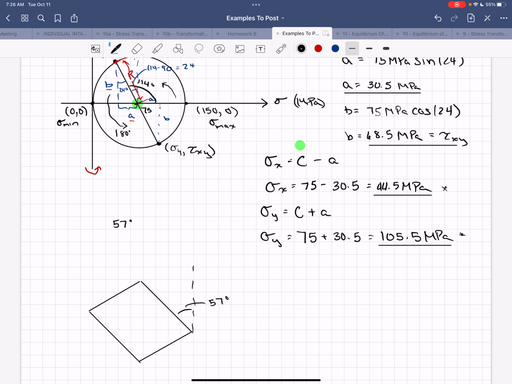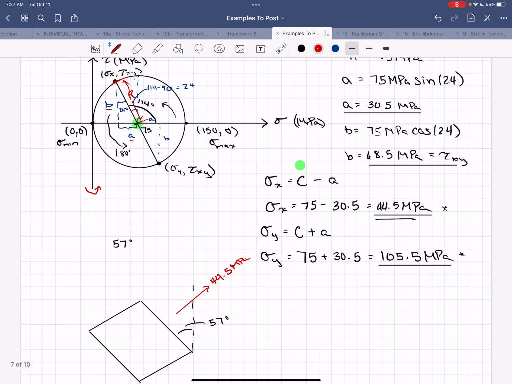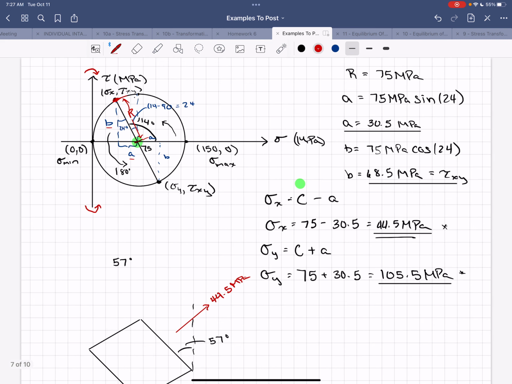And then we just label all of our parts. So sigma x is a positive 44.5 megapascals, so that means it's in tension. If we look at that point on Mohr's circle, it's above the x-axis, so it's going to rotate the block clockwise, so we draw it down.